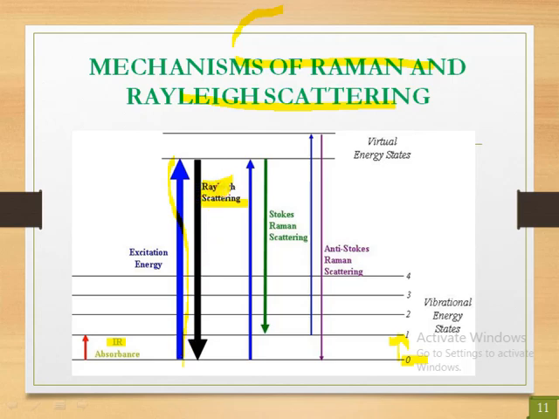This is the Rayleigh scattering. You can see from the ground state to the virtual energy state it will come, and again it will re-emit the radiation, and it comes to the ground state.